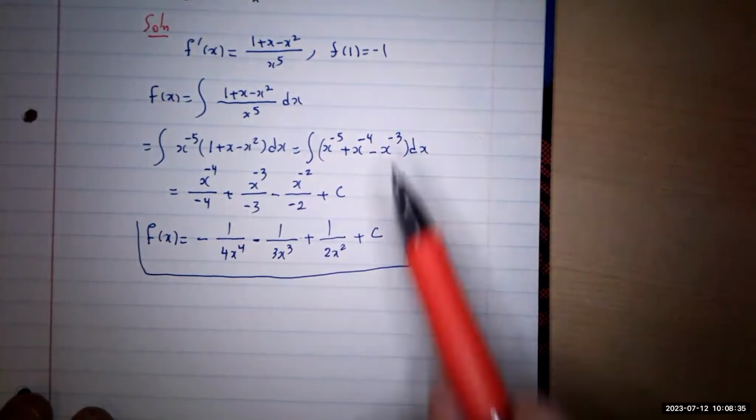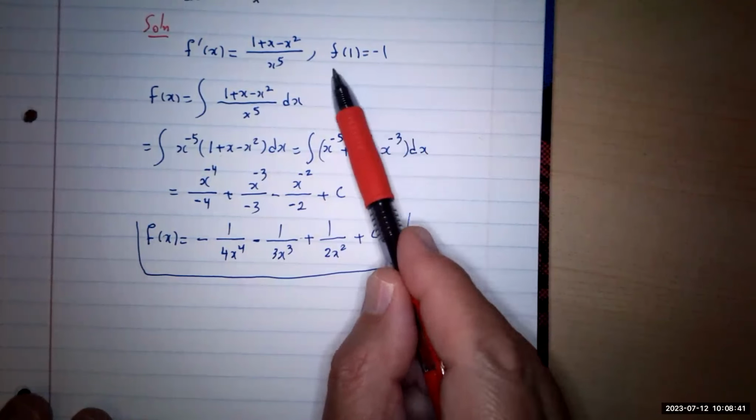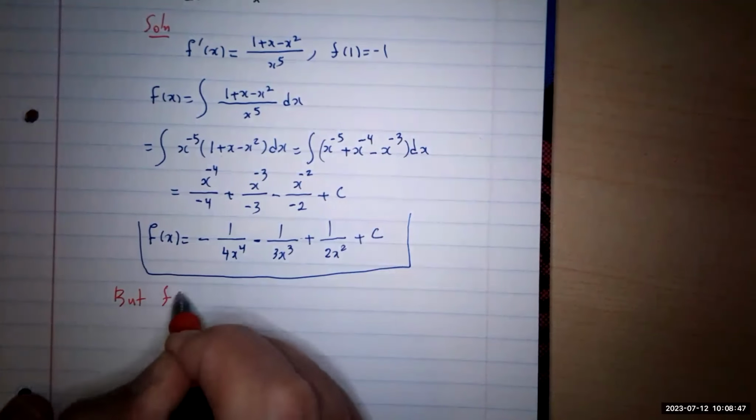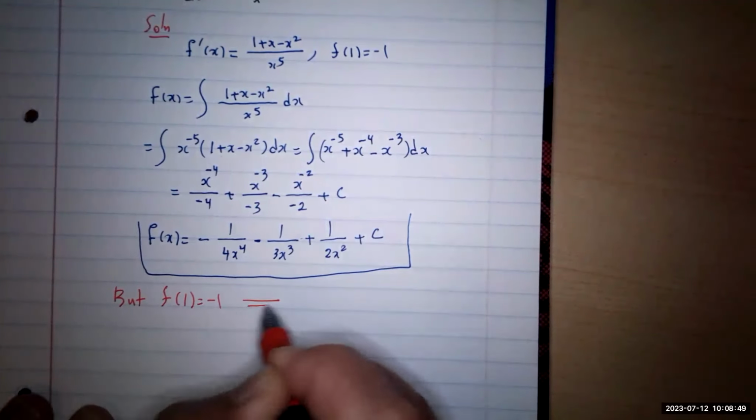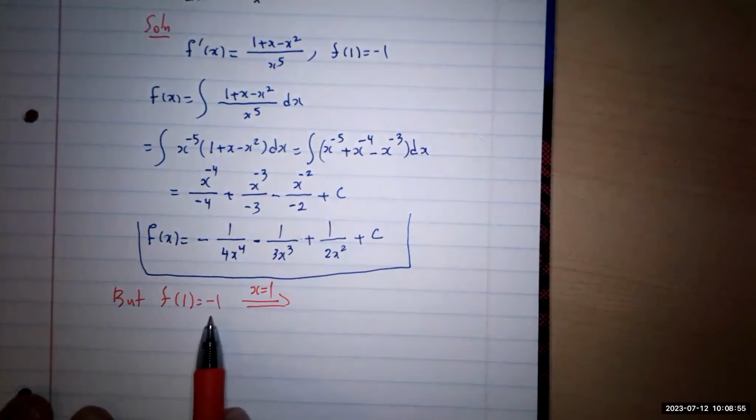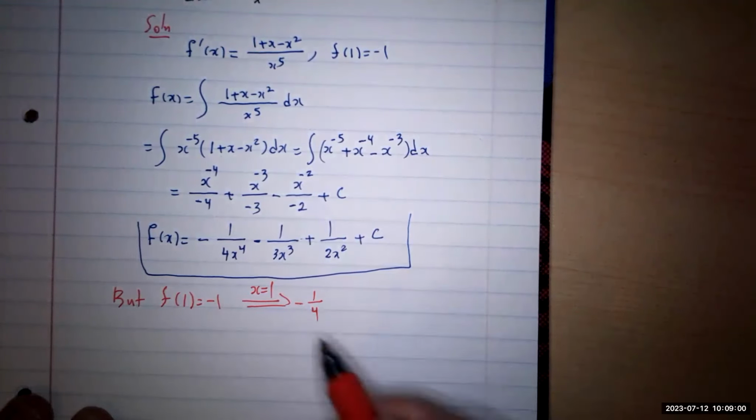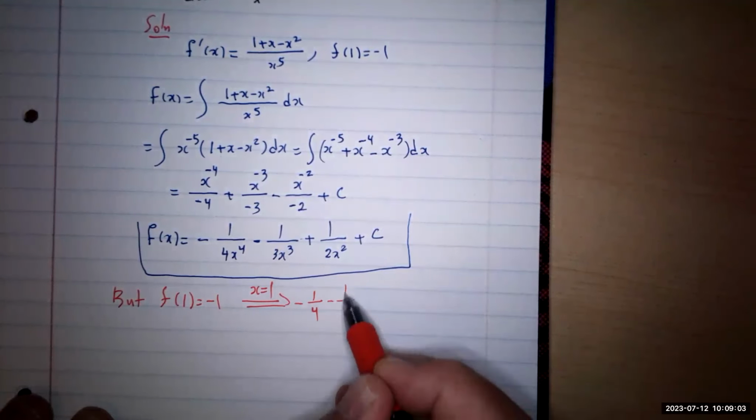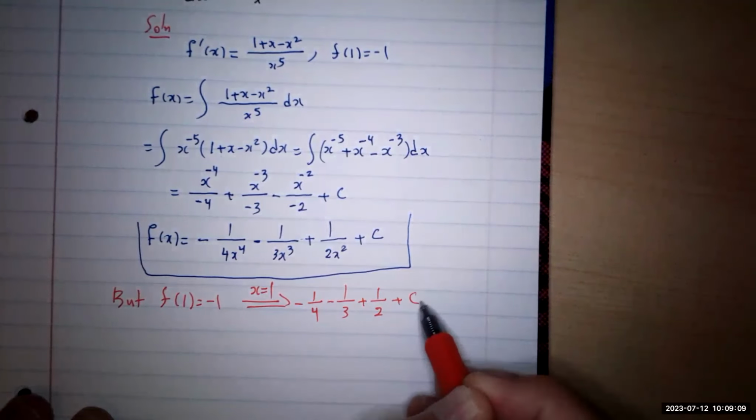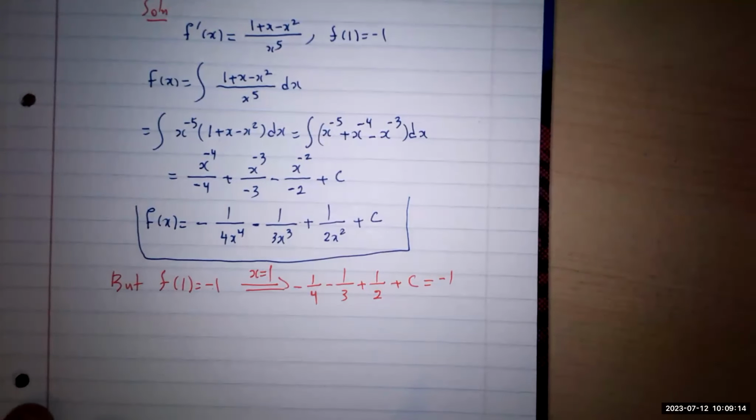But you have the initial condition, so you're not done. You have to apply the initial condition. I have f of 1 equal to negative 1, so you have to continue. You replace the x by 1, and you let this be equal to negative 1. If you replace x by 1, that gives you negative one quarter, the first one. That gives you negative 1/3, the second one. And that gives you positive 1/2, plus the constant c, and it has to be equal to negative 1. Any question? You have to find the c.